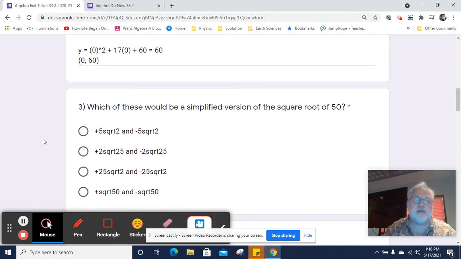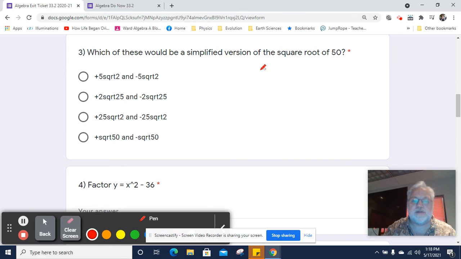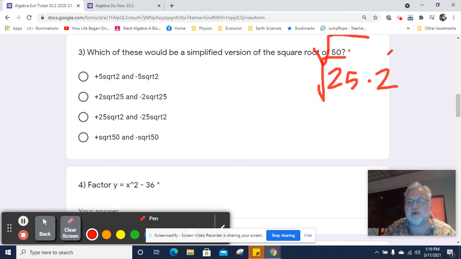Which one of these would be the simplified version of the square root of 50? So we want to take the square root of 50. But 50 is 25 times 2. And so we can make that the square root of 25 times the square root of 2.